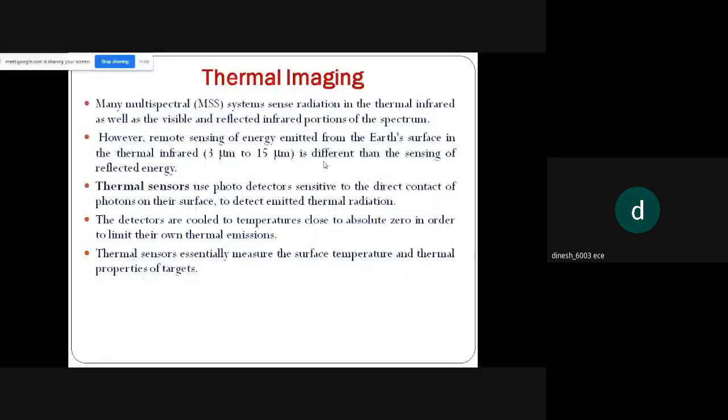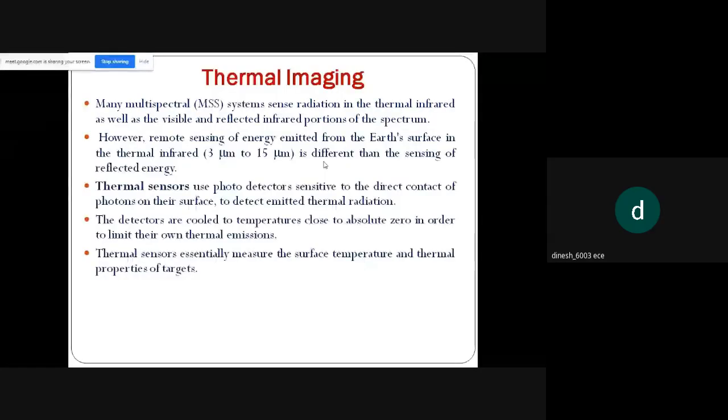Next topic is thermal imaging. Thermal imaging is an important concept where it uses the infrared region of the electromagnetic spectrum, which detects the Earth's thermal images very efficiently and says what type of property that object or the target is. For this, the multispectral sensor systems sense radiation in the thermal infrared as well as the visible and reflected infrared portions of the spectrum.